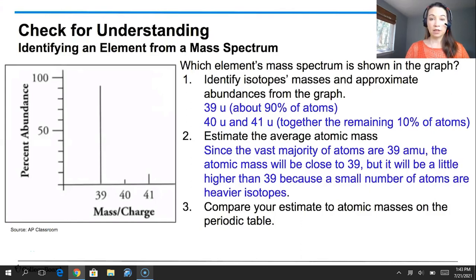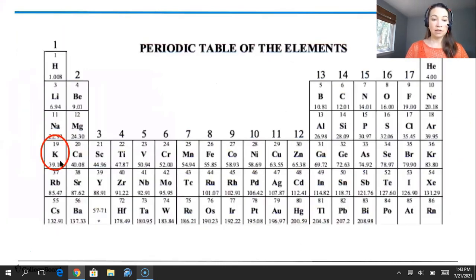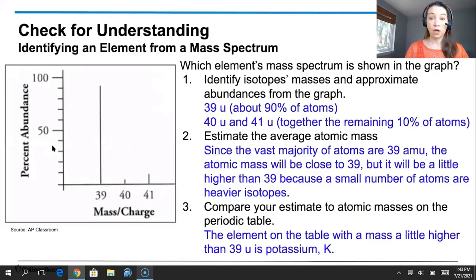So I look on my periodic table, and here it is. Potassium, K, is 39.1. That's just about what we said, right? A little bit more than 39. If I look at the two elements near potassium, calcium is over 40, and argon back here on the right is almost 40. And it was pretty clear from that spectrum that the atomic mass was closer to 39 than it was to 40. So I think we can identify this element as potassium. And in fact, we are right. It is potassium. Potassium has 3 isotopes, 39, 40, and 41.